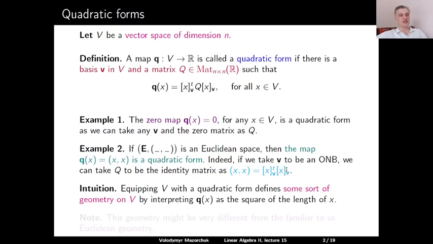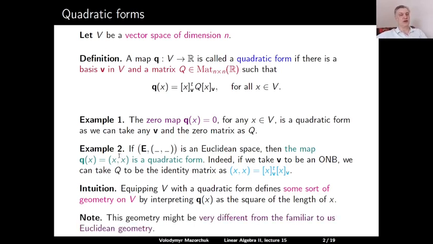A vague intuition: if we have a vector space V and we equip it with a quadratic form, this defines on V some sort of geometry if we interpret Q of x as the square of the length of x. So this is motivated by the second example.